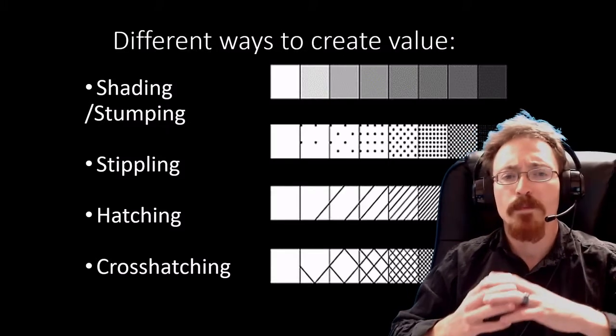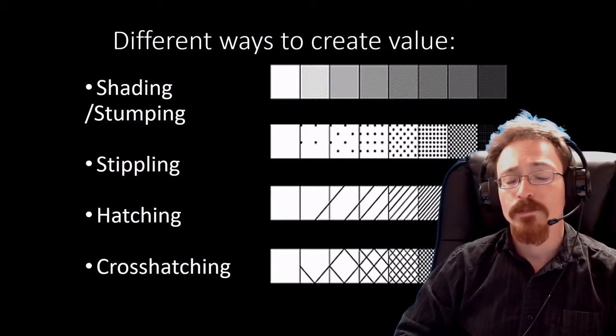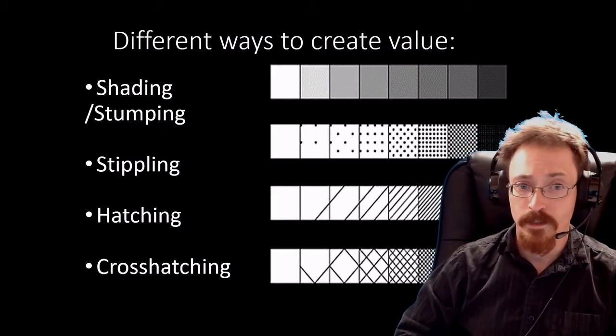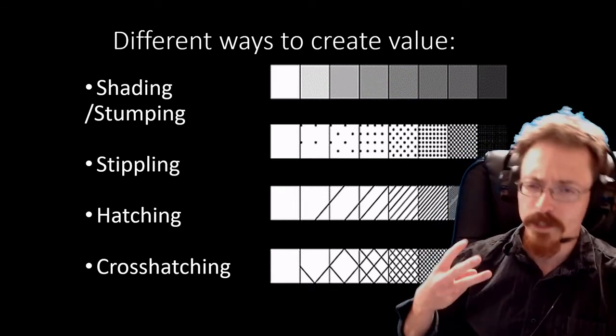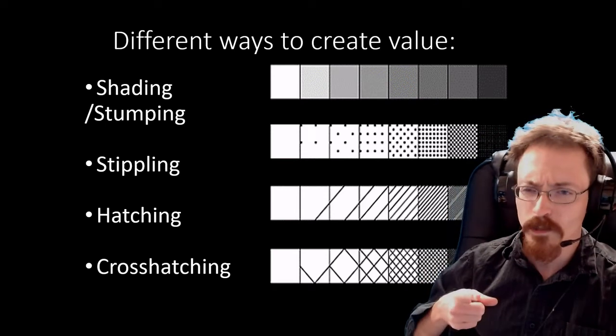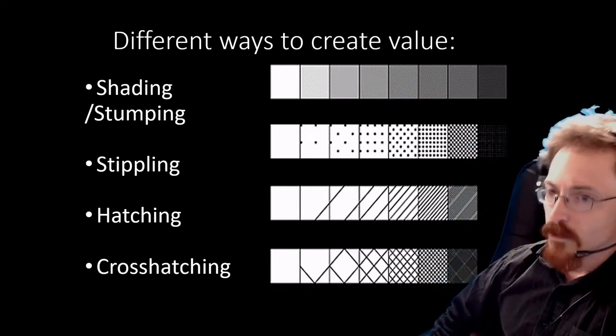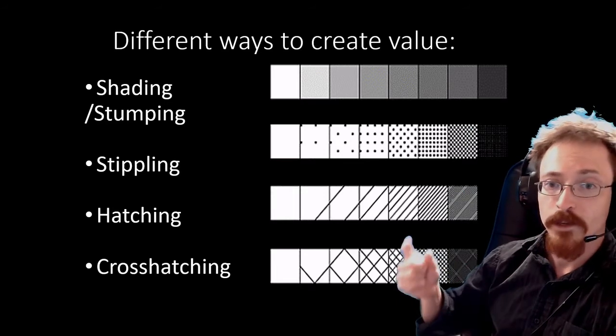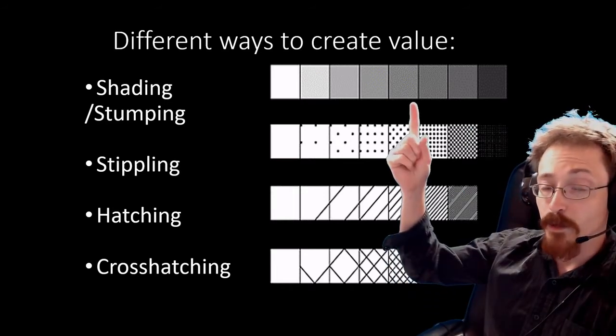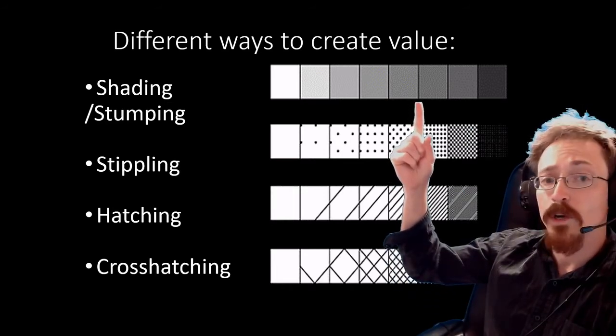So let me explain what the 4 different types of shading are that you can do to create values. Now we are only going to be covering 3 of these in this class, and I will explain why in a minute. But the first way that you can create value is with a method which is right up here, and it's called stumping or shading.